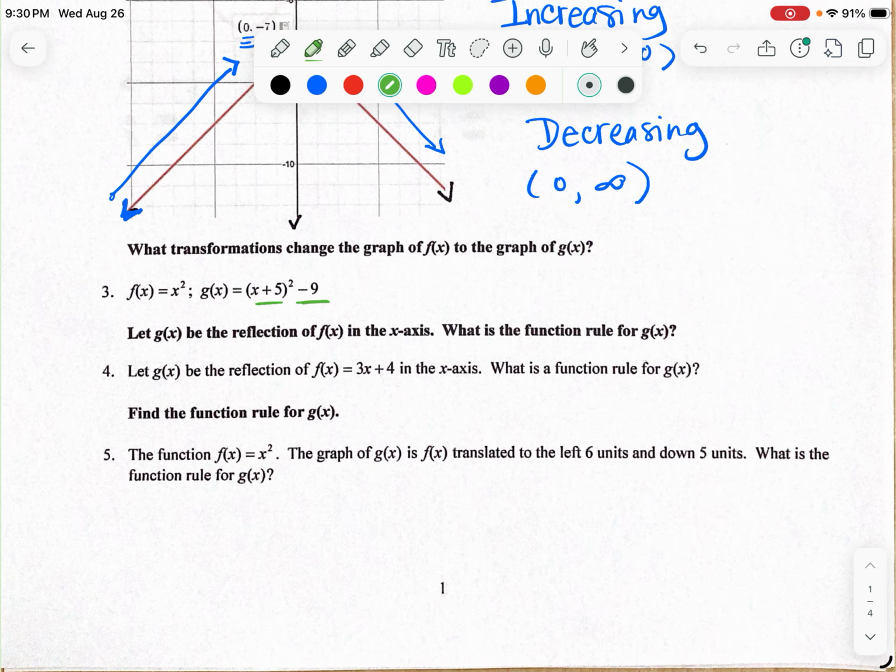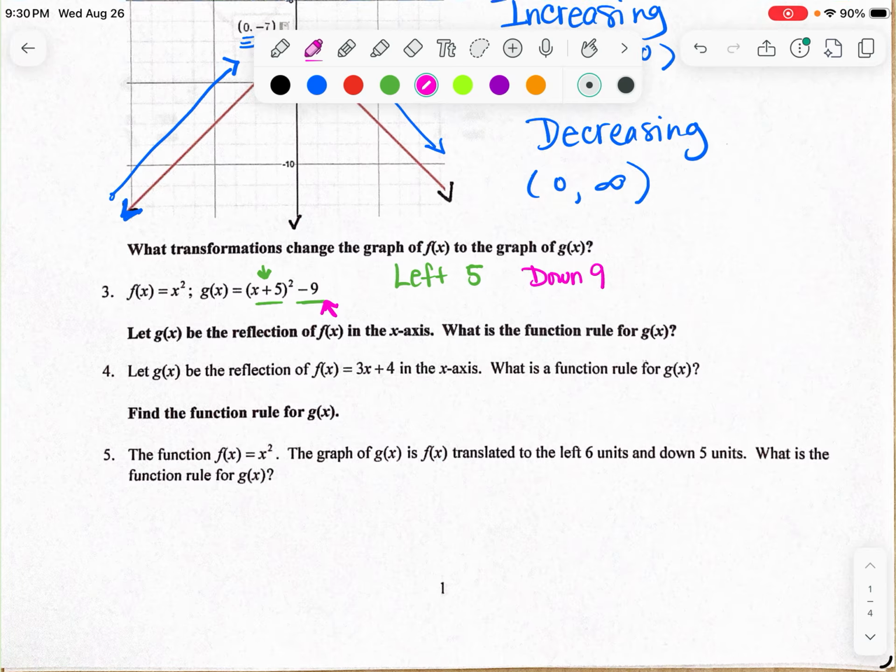Remember, inside the grouping symbols, that's a horizontal left or right shift, and that plus sign is opposite. The horizontal shift is opposite. So this one actually moves left 5. But your vertical shift, which is the number outside of the grouping symbols, is the one that makes sense. So minus is going to be down 9 units. So the vertex of this graph is going to go left 5 and down 9.